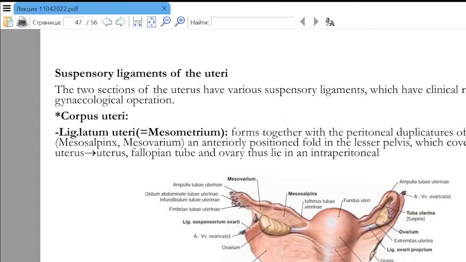Suspensory ligaments of the uterus. The two sections of the uterus have various suspensory ligaments which have clinical relevance in gynecological operations. Corpus uteri, ligamentum latum uteri, mesometrium, formed together with peritoneal duplication of the adnexa, mesosalpinx, mesovarium.